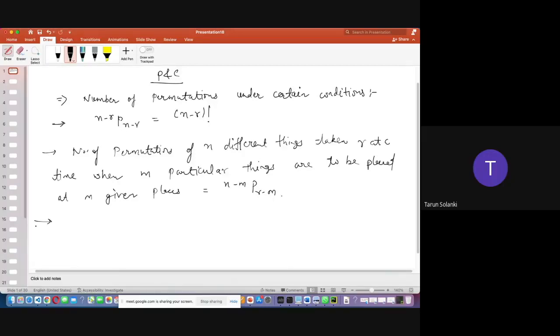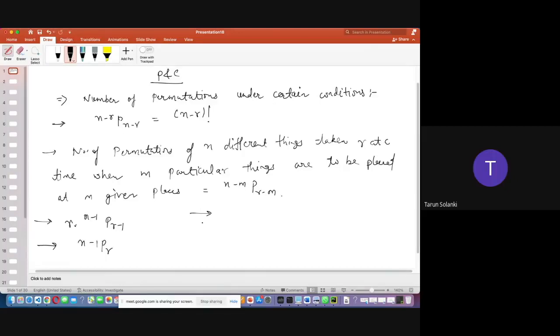Similarly, number of permutations of n different things taken r at a time when a particular thing is to be always included in each arrangement, for that it is r into (n minus 1)P(r minus 1). Similarly, number of permutations of n different things taken r at a time when a particular thing is never taken in each arrangement, which is (n minus 1)P r.